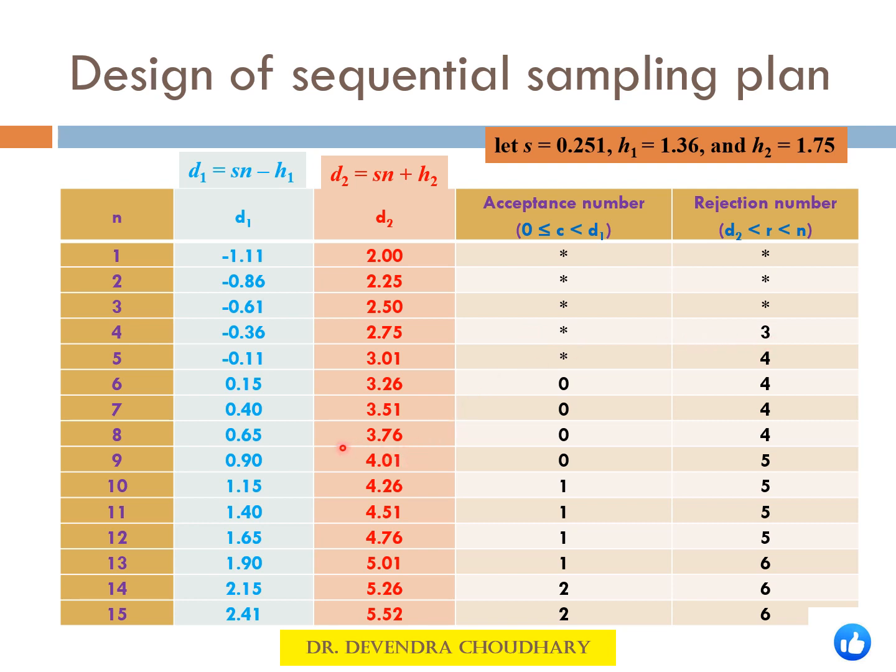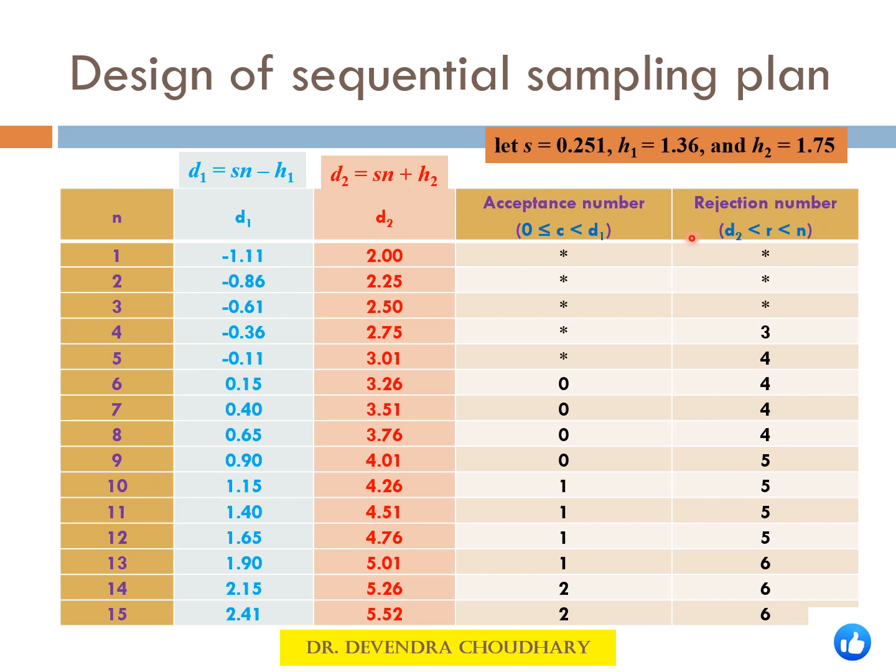Similarly, if you take this case, here the nearest whole number is 5 and 5 is smaller than 9. So 5 would be your rejection number. Similarly, in this case, the nearest whole number above D2 is 6 and 6 is below 14. So we have this rejection number. So for given values of D1 and D2 corresponding to items inspected, we can determine the acceptance number and rejection number.